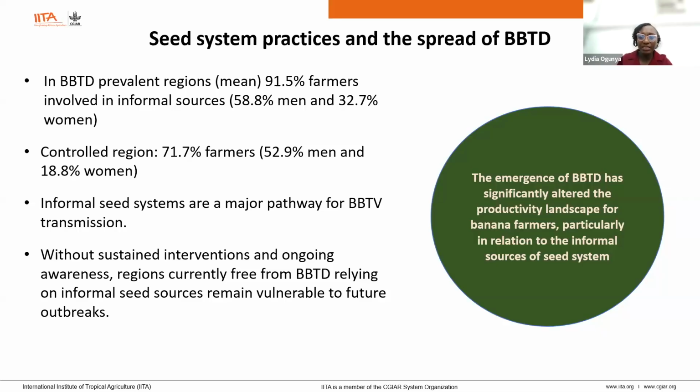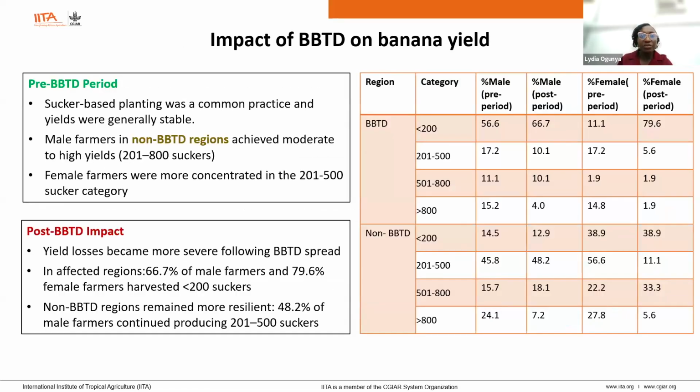Now, the emergence of BBTD has significantly altered the productivity landscape for banana farmers, particularly in relation to the informal sources of seed system. Now we want to look at the impact of BBTD on their yield. For this, we got the yield before the invasion of BBTD and what the yield is like after the emergence of BBTD in the region. Before the BBTD period, sucker-based planting was a common practice and the yields were generally stable. In the non-BBTD region, we see the farmers achieved moderate to high yields, between 201 to 800 bunches being harvested. And then the women also were more concentrated between the 201 to 500 bunches.